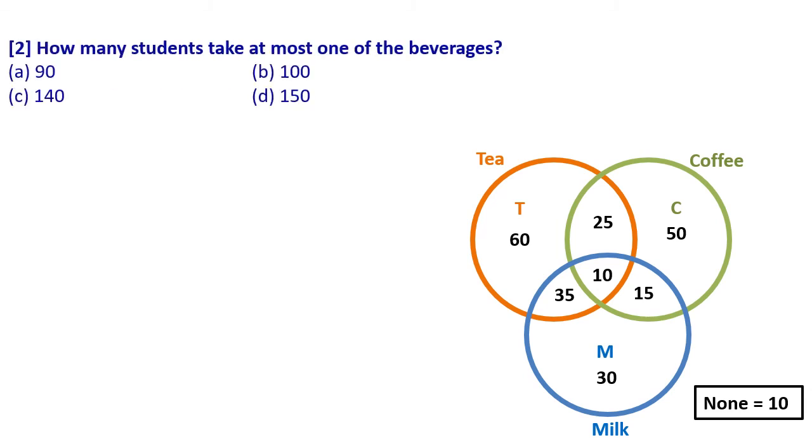Question number 2. How many students take at most one of the beverage? At most one, maximum one beverage. Means here we will consider the students who do not take any of the three beverages plus the students who take exactly one beverage. That is 10 plus 30 plus 60 plus 50. At most one means how many students take at most one beverage. So those who take nothing plus those who consume exactly one beverage. So that is equal to 150.